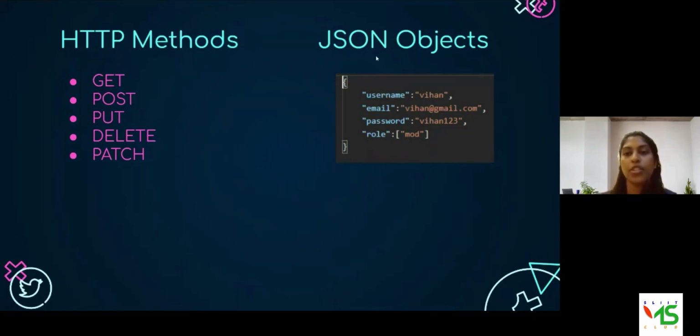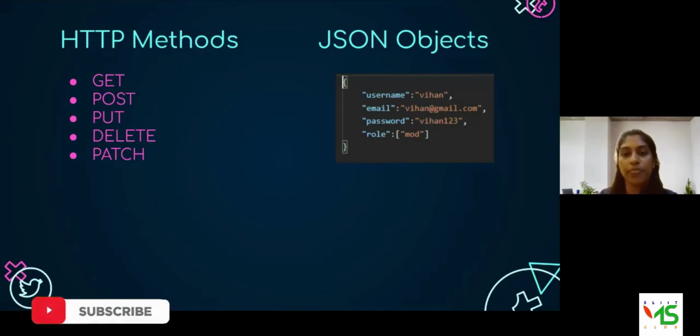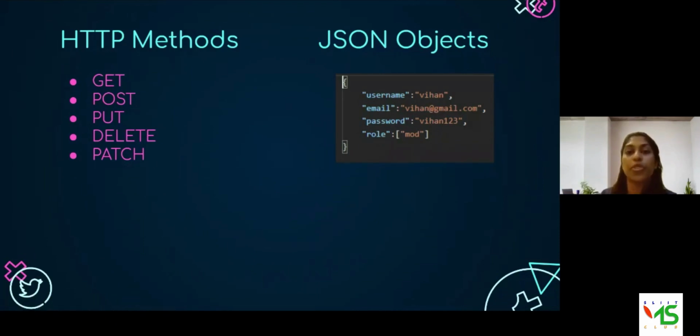And JSON objects. What are JSON objects? Actually, JSON stands for JavaScript Object Notation. This JSON is actually a format. As I said earlier, when we are sending a request to the API and when we are getting a response from the API, there should be a specific format, right? And this format can be XML or JSON. In our case, we use JSON format. And here is an example of a JSON object.